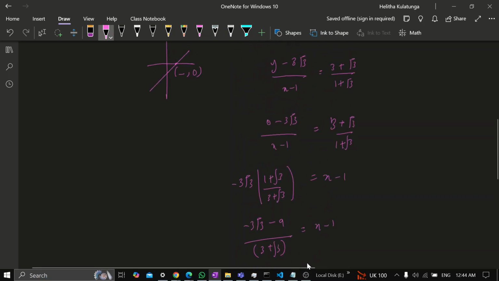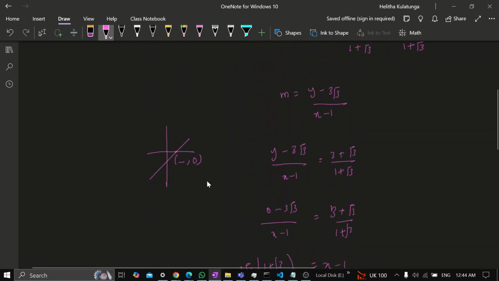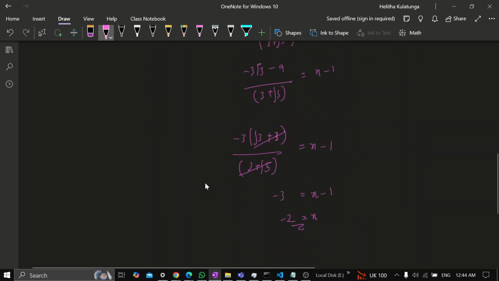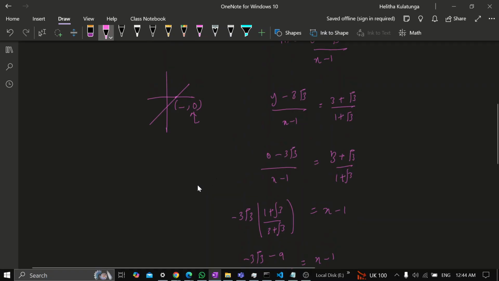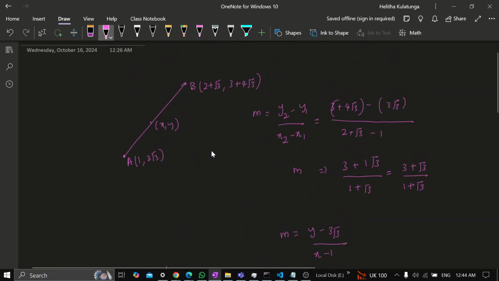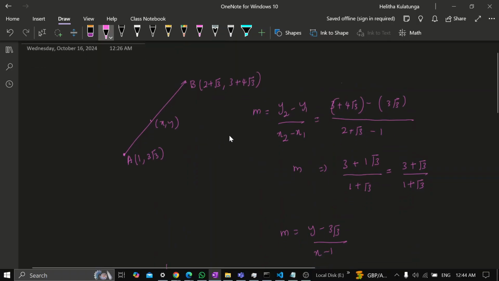Like I mentioned earlier, the y coordinate is 0, and I just found the x coordinate. So this particular point will be (−2, 0). So I think the question was clear.